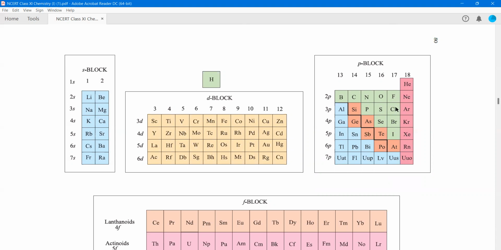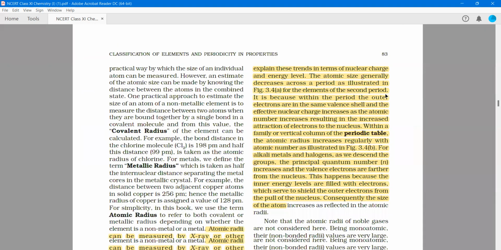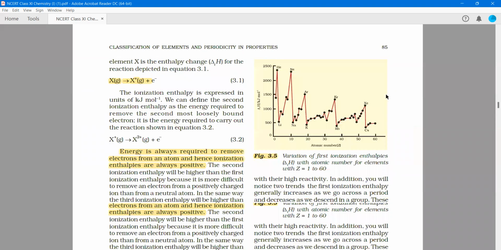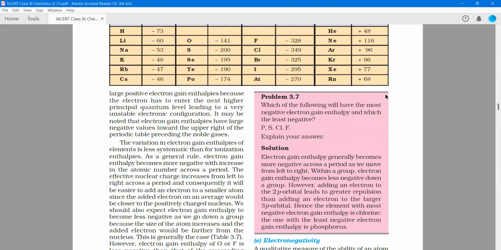But when you go from top to bottom, the size is increasing, and hence the electron gain enthalpy will be less negative, right? But fluorine is an exception. So in these three, Cl has the most negative, and in these two, fluorine should have the most negative, right? So let us see what is written in the answer sheet. As I told, here is an exception, okay?